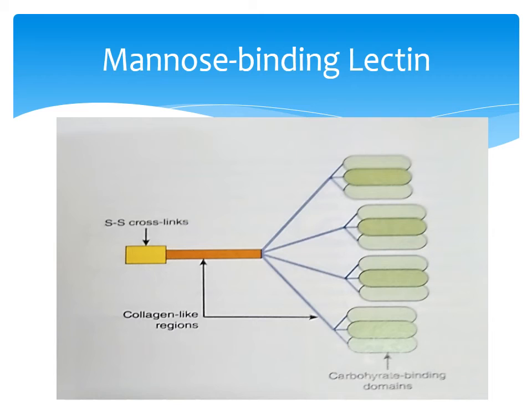So this carbohydrate binding domain will bind to the mannose or the lipopolysaccharide residues which are present in the cell wall of the gram-positive bacteria, viruses or fungus, and this collagen-like domain will remain attached to the native cell. So this is the mannose binding lectin.